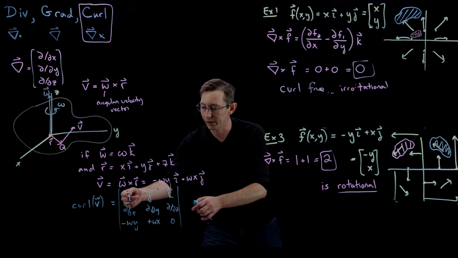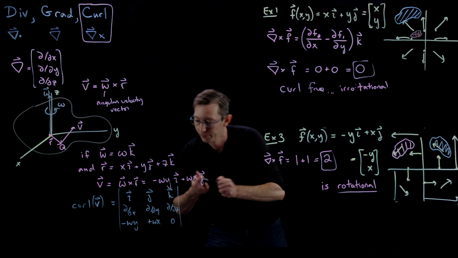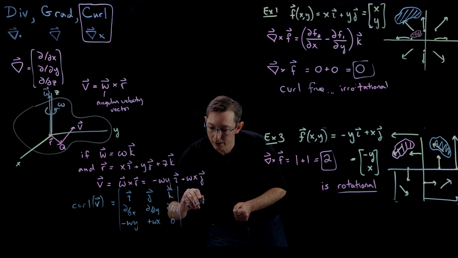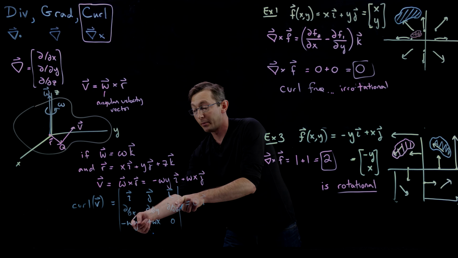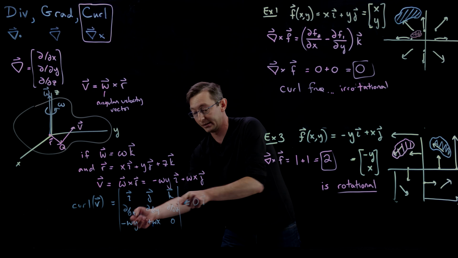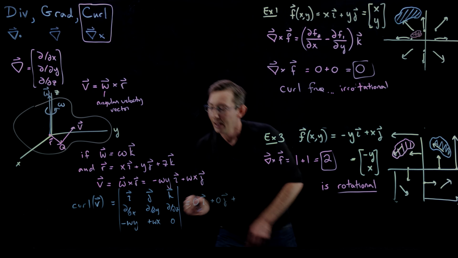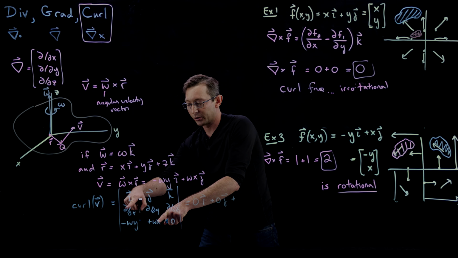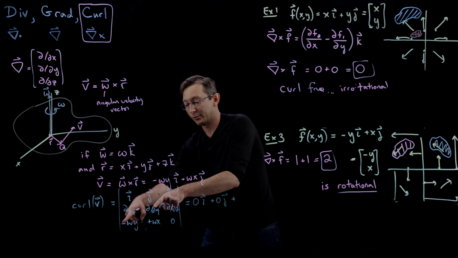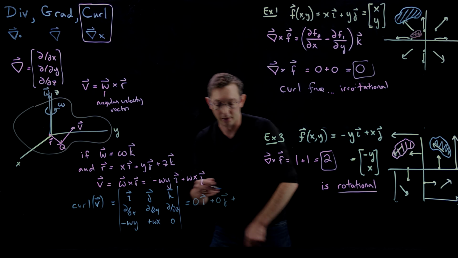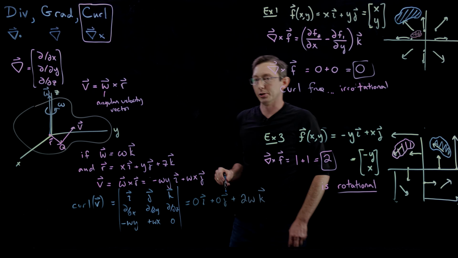Okay, so in the i direction, partial y of 0 is 0. Partial z of omega x is 0. So this is 0 in the i direction. Similarly, in the j direction, partial x of 0 is 0. Partial z of minus omega y is 0. So plus 0 in the j direction. And now in the k direction, I have partial x of omega x, that's an omega, minus partial y of minus omega y, is another plus omega. So I get plus 2 omega in the k direction.